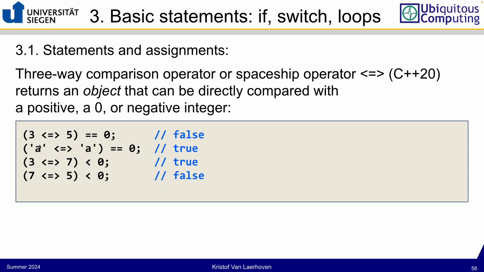Or in this case, we have the same symbol on both sides, same character. So in this case, this is true, right? So this is the zero that is returned. In this case, this is true as well because 3 comes before 7. So in this case, this is indeed negative. In this case, 7 is bigger than 5, so this is false. You would have to have a bigger than 0 here to get a true out of that, okay?